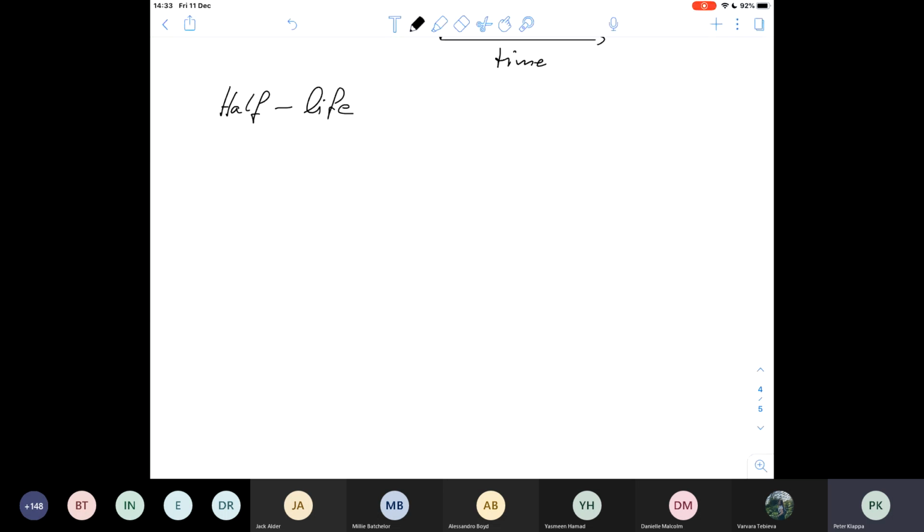What does that mean? A half-life actually indicates when our A final is exactly 1/2 of the initial concentration.